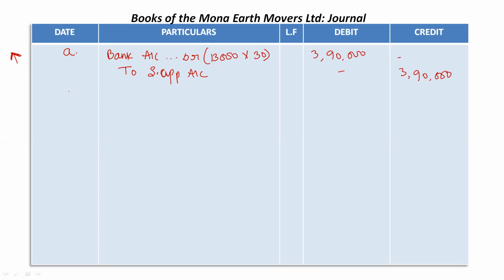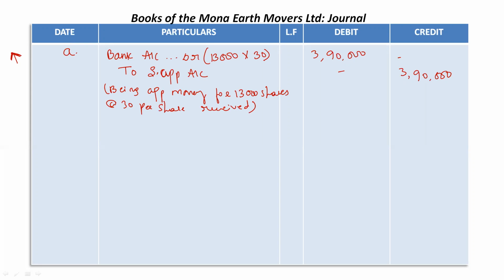Then in the same application process, the second step is what? Now the company has received the application money into the bank account. This amount will be transferred to the share capital account. Before that we need to write the narration here: Being application money for 13,000 shares at rupees 30 per share received.